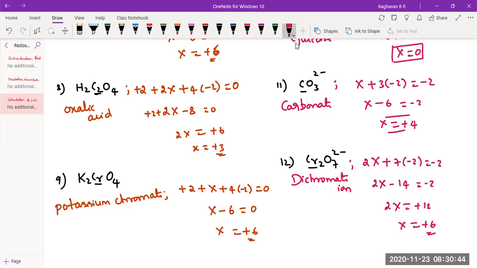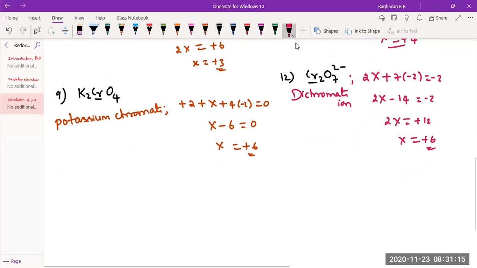So look at this. In potassium chromate, x is plus 6. In dichromate, if you add potassium there, this becomes potassium dichromate. In both the compounds, x is plus 6 only, oxidation state. Sir, so in all cases, oxidation number of chromium is plus 6 only, sir? No. It need not be in every case plus 6. For example, CrCl3, chromium chloride, it is plus 3. Yes, sir, it exists in plus 3 and plus 6 oxidation states.